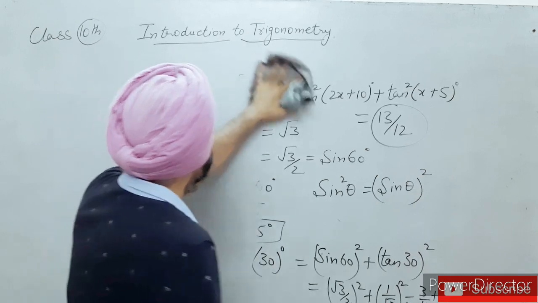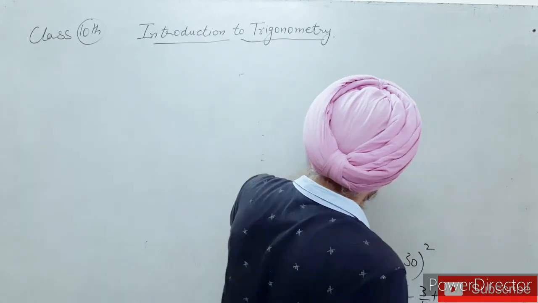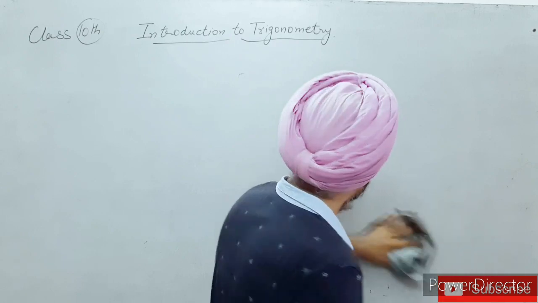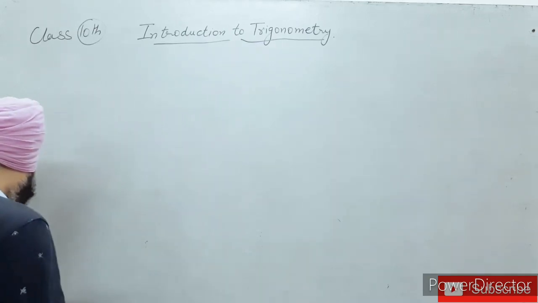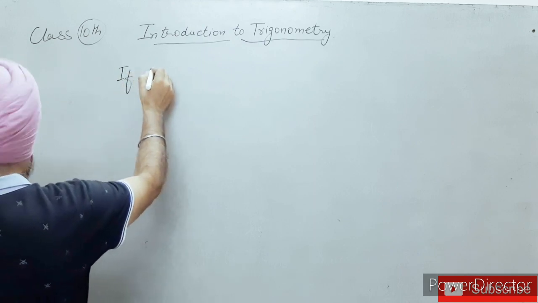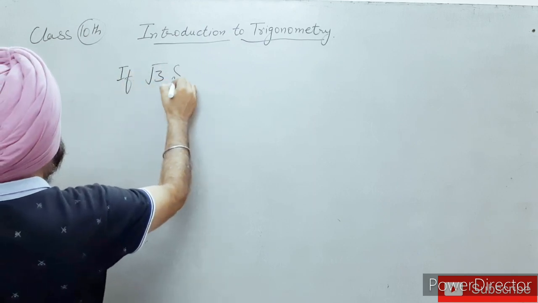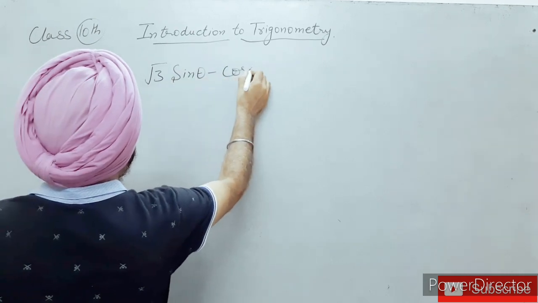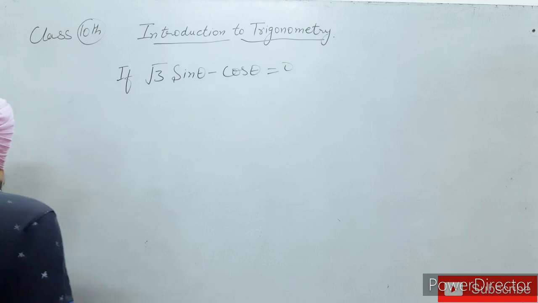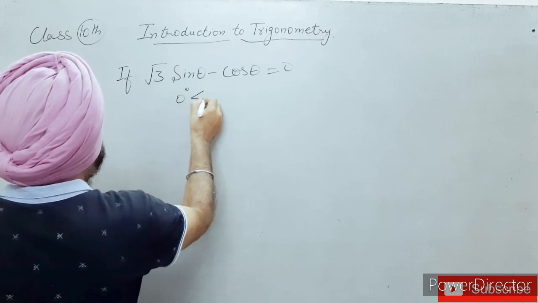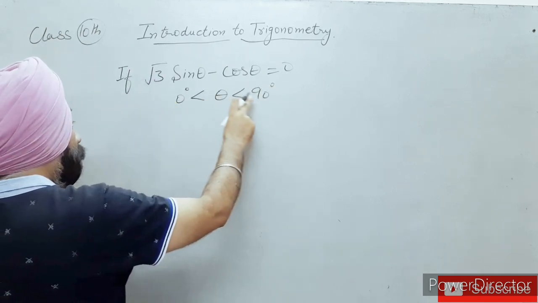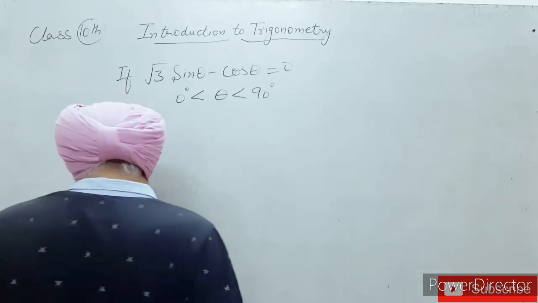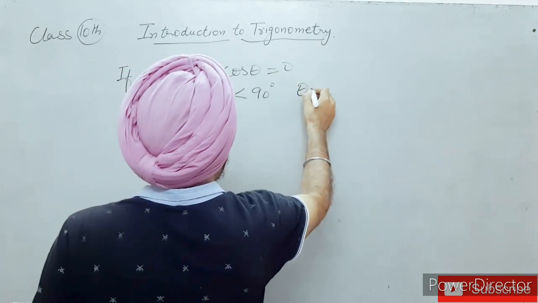Now, the third sum of today's lecture, it is also based on those basics. Now, it's again a very simple sum. If under root 3 sine theta minus cos theta equals 0, and theta lies in the first quadrant, 0 less than theta less than 90 degrees. This means the value of theta is between 0 degrees and 90, that means it's in the first quadrant. Find the value of theta. I need theta.